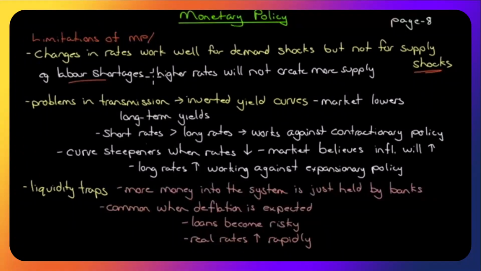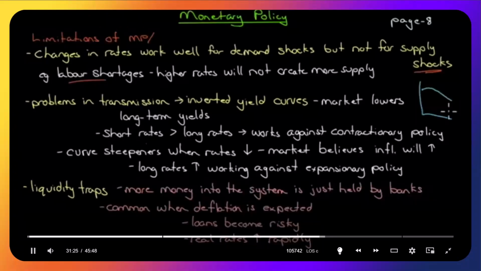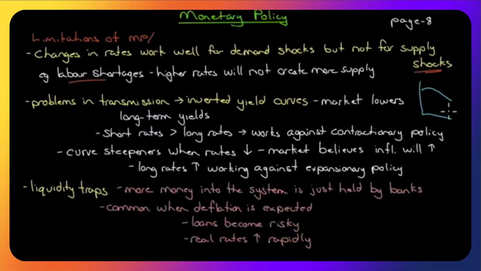But higher interest rates can deter demand. So if you have excess demand, that works very well. If you have a shortage of supply, you have to destroy healthy demand, not unhealthy demand, but healthy demand. Inverted yield curves. This is where the market lowers long-term yields. So you have a situation where rates rise, short rates are very high, but the curve drops down. So the U.S. has had an inverted yield curve since the middle of 2022.